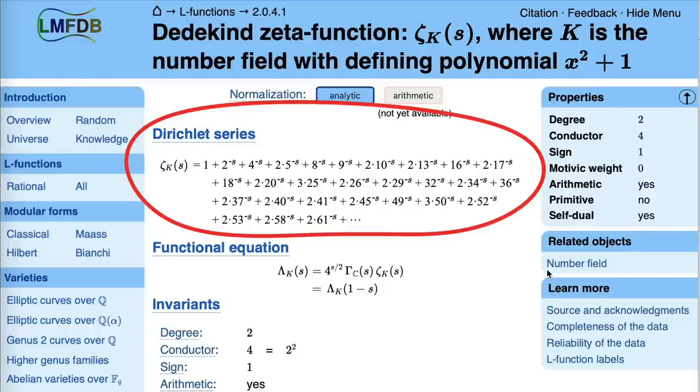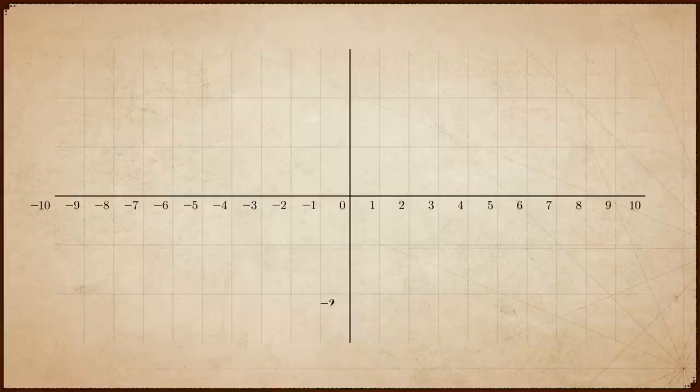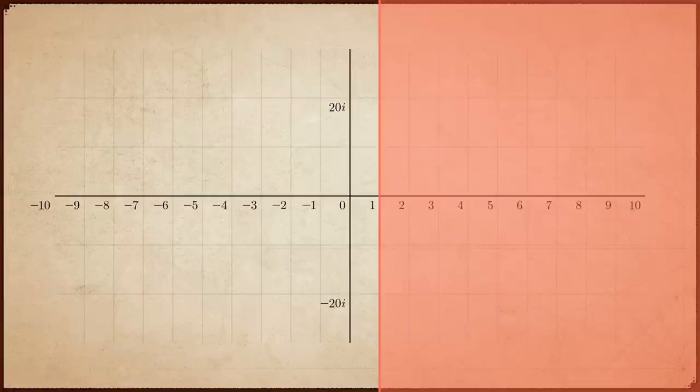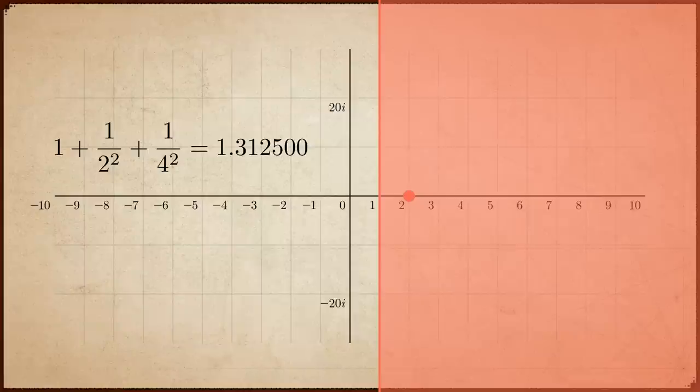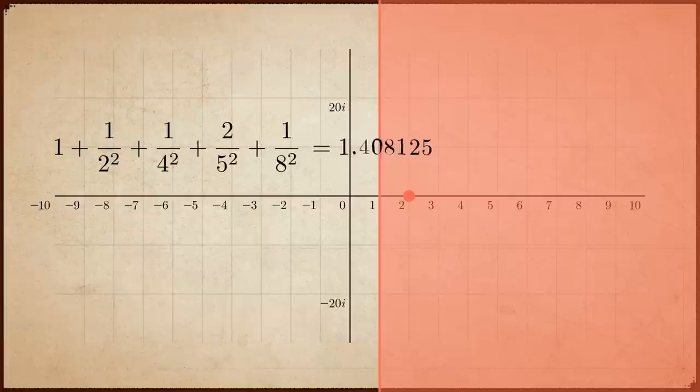The problem here, and it's the same for every L function, is that this series has absolute convergence only in a certain right half plane. In this case, if the real part of s is larger than 1. Concretely, I can take any complex number in this right half plane, for example, the real number s equals 2, plug it in and just compute the infinite series as 1 plus 1 over 2 square plus 1 over 4 square plus 2 over 5 square and so on.